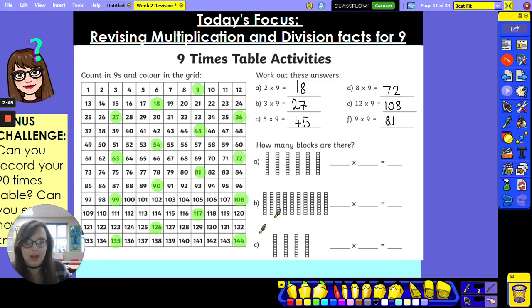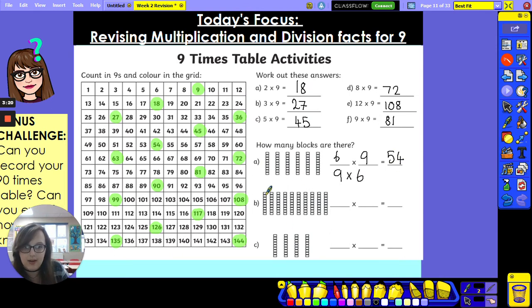There we go. Now we've got some blocks and we need to write a number sentence to describe them. In each line of blocks we've got 9 cubes, 9 blocks in each line. So let's see how many lines we have. 1 lot of 9, 2 lots of 9, 3 lots of 9, 4 lots of 9, 5 lots of 9, 6 lots of 9. So we want to be writing 6 times 9 or 9 times 6. They're both worth the same, and the answer to this would be 54.